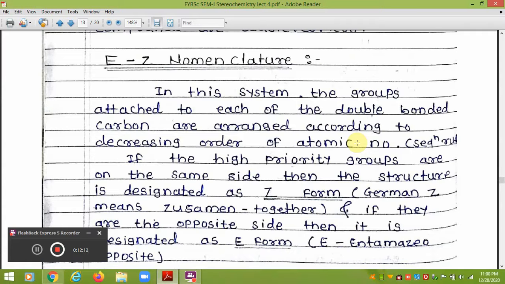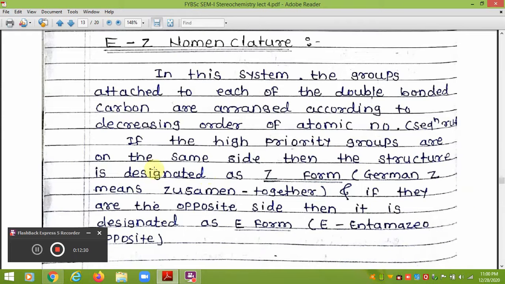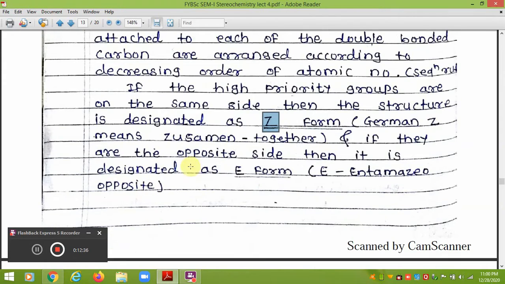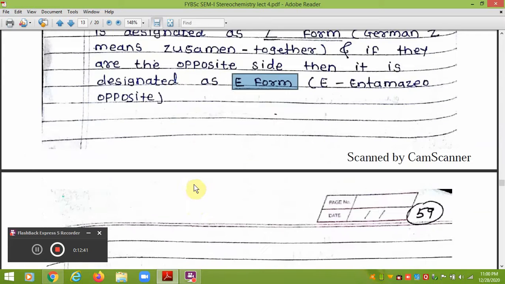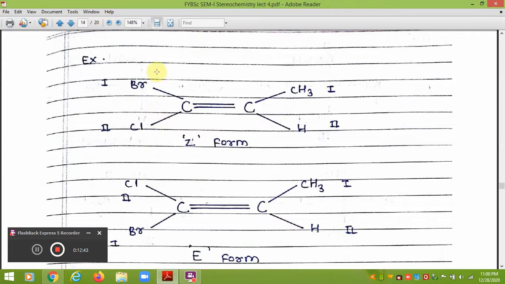Generally, this is applicable to compounds containing unsaturation, meaning a double bond. So in this method, the groups attached to each of the double bonded carbons are arranged according to the decreasing order of atomic number. And if the highest priority groups are on the same side of the double bond, then the structure is designated as the Z form or the Z configuration. And if these are on the opposite side, then it will be called the E form or designated as the E configuration. Here, we have to compare only the atomic numbers of the two groups attached to the carbons of the carbon-carbon double bond.